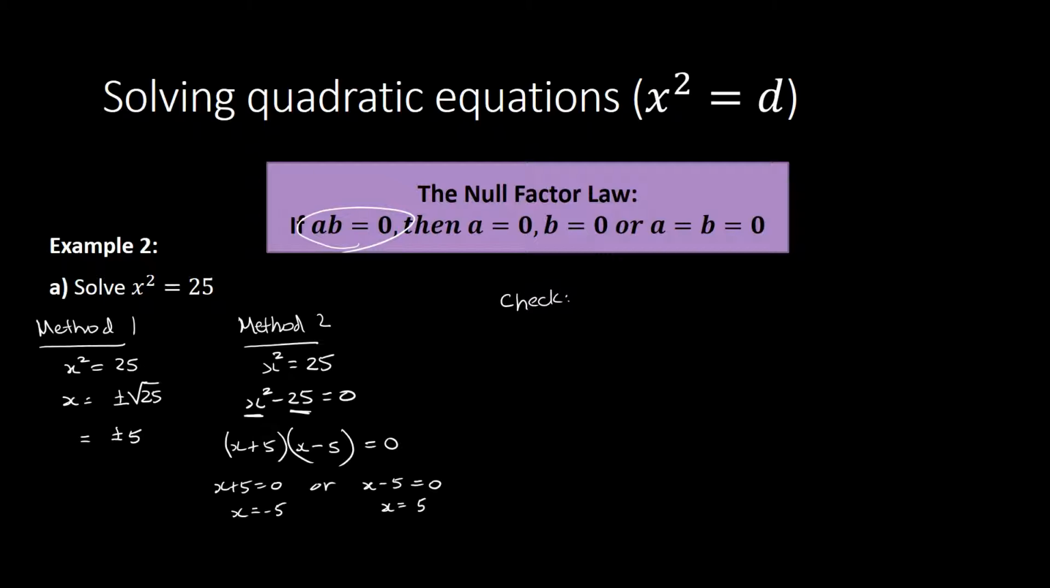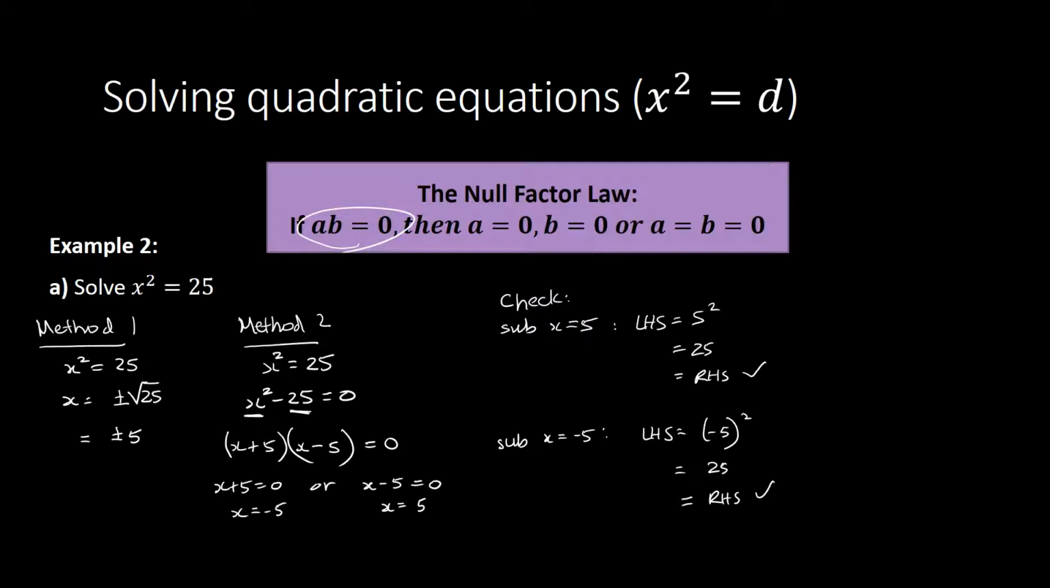Check. Substitute the first value in. I guess it doesn't really matter which one is first, but x is equal to positive 5. The left-hand side is x squared, 5 squared, which is 25, which is our right-hand side. So that's a good solution. Second solution, sub x equals negative 5 into the equation. The left-hand side is now negative 5 squared, which is 25, which is again our right-hand side. So that solution also works.